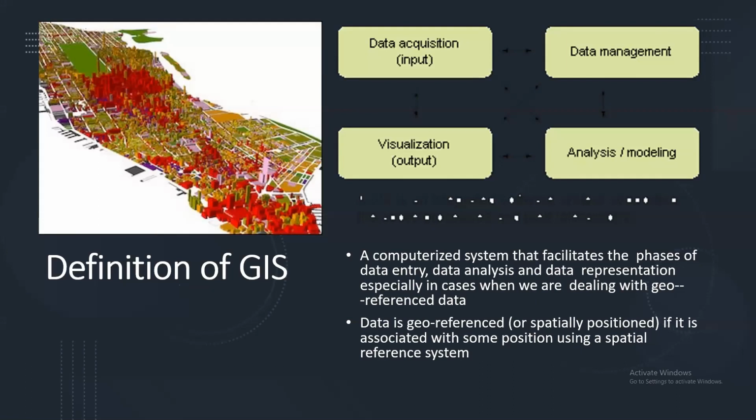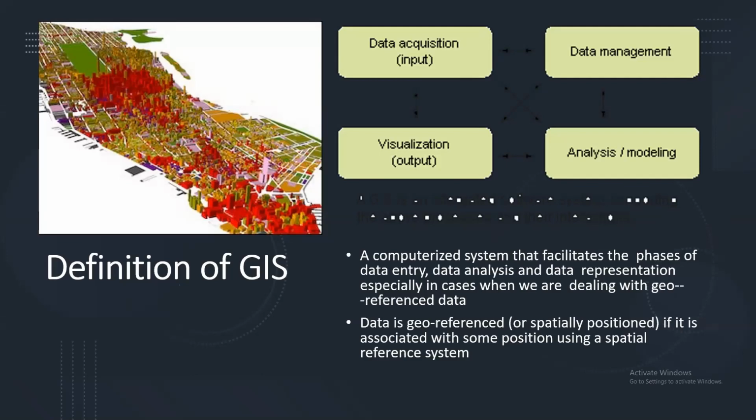Now, besides those three phases, for example, data entry. Before you actually work with GIS, you would need to collect data. The data can be collected either by going out in the field, or you can sit on your computer, as I shared before, and digitize from raster data, and you come up with information that you can use in your system. So it's a system that facilitates those three phases, especially when you're working with data that is georeferenced.